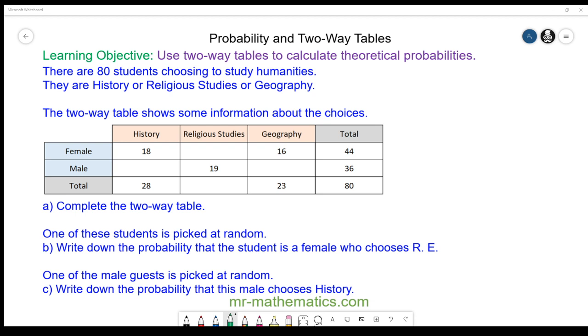Okay, I'm just going to go through a little bit of this question now. So, first thing I'm going to do is work out the religious studies. I can do this because the total is 44. And I'm going to take away the 16, which is geography, take away the 18, which is history, and that will leave me with people who studied RS, and that comes out as 10. From here, I could work out the total religious studies, I could work out the males who chose geography, and I could work out the history by doing the total, take away the female.